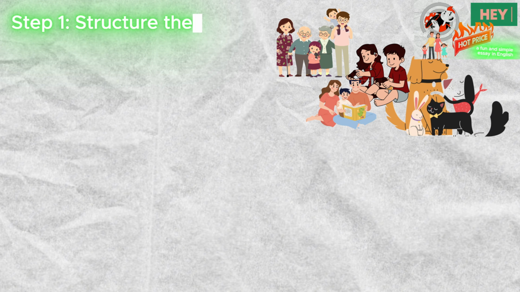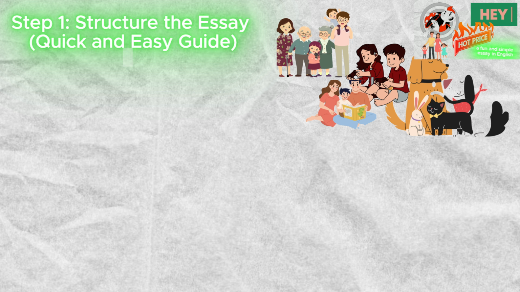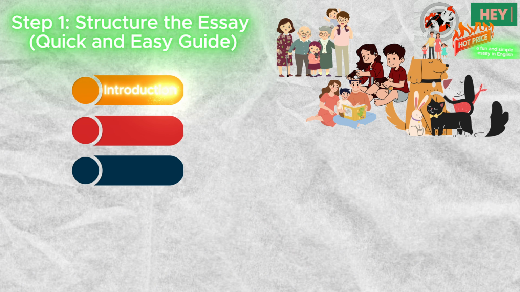Step 1. Structure the essay. Quick and easy guide. All right, just like any other essay, your family essay should have three main parts. 1. Introduction. A short introduction where you say who is in your family. 2. Body. Here you describe your family members, what they do, and what makes them special to you. 3. Conclusion. End your essay by telling how much you love your family or why they're important to you. Simple, right? Let's break it down a little more.